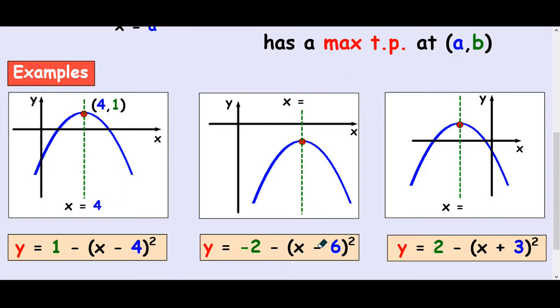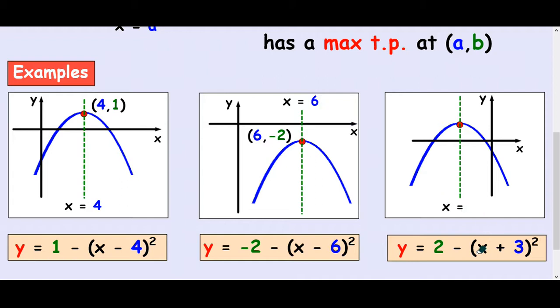On to the next one. So I'm looking for the turning point here, the maximum turning point. I'm trying to make the bracket bit equal to 0. So that happens when x is 6. So you'll be taking away 0 from minus 2. So it's 6, minus 2. And the axis of symmetry is just where the x value is. It's a vertical line. It's just called x equals 6.